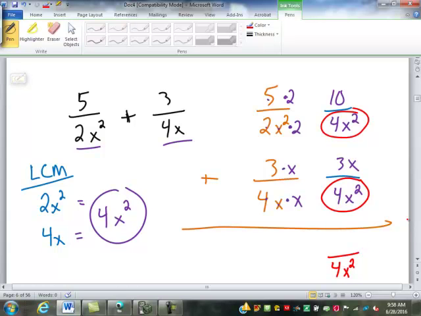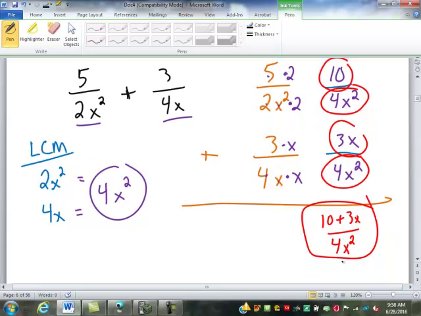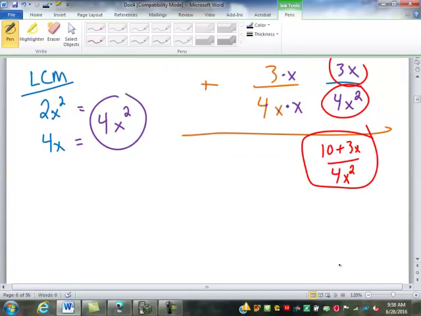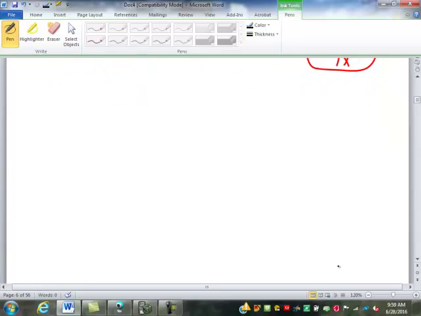It's going to be over 4x squared. The tricky part here is what's the numerator going to be? What's 10 plus 3x? It is 10 plus 3x. Can't combine it any further. So it just looks like that: 10 plus 3x over 4x squared. Any questions? No, the calculator is not much help at all on that one.